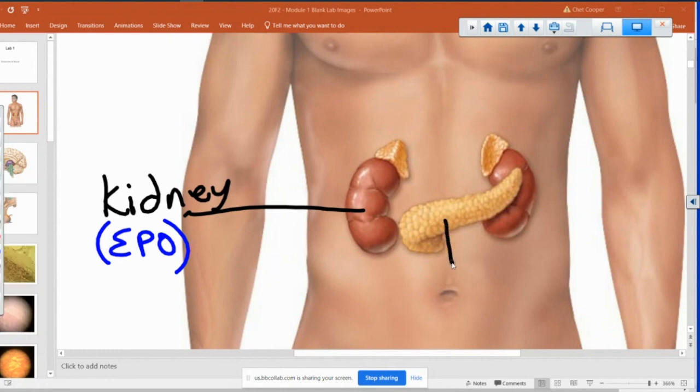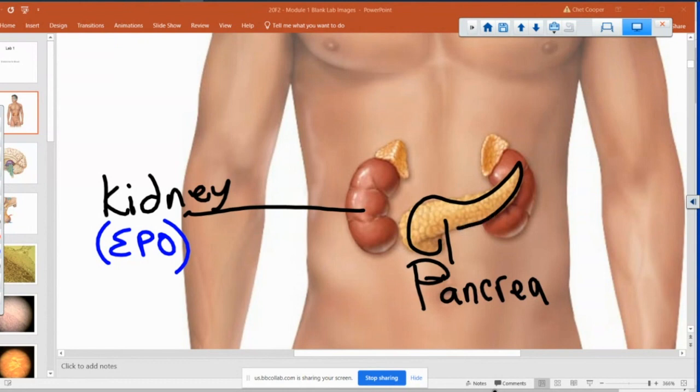Does anybody know what this one is? Very good. Yeah, kind of right. It's got a head and a tail. Isn't that crazy? The pancreas. I bet you know one of the hormones that it makes already that is sometimes a problem with diabetes. Very good.